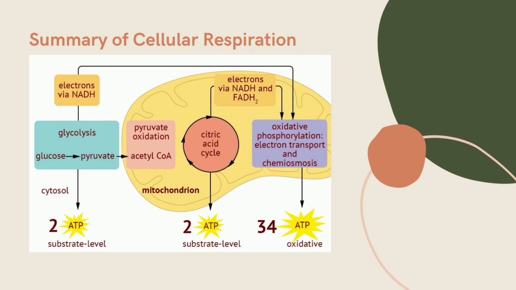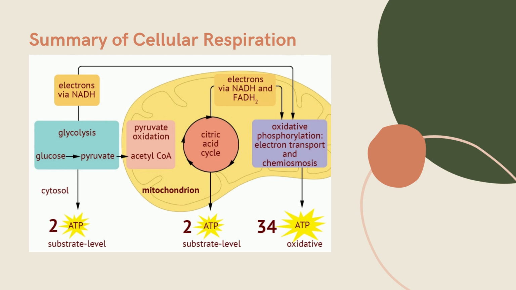Then the pyruvate from glycolysis will proceed to pyruvate oxidation. This pyruvate oxidation will remove one carbon from the three carbon molecule. The separated carbon will be released as carbon dioxide, which is the waste product of cellular respiration, and the remaining two carbon molecule will be combined with an enzyme called coenzyme A, producing acetyl CoA.